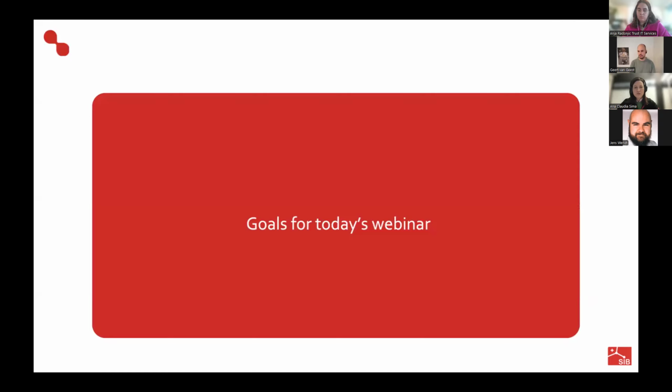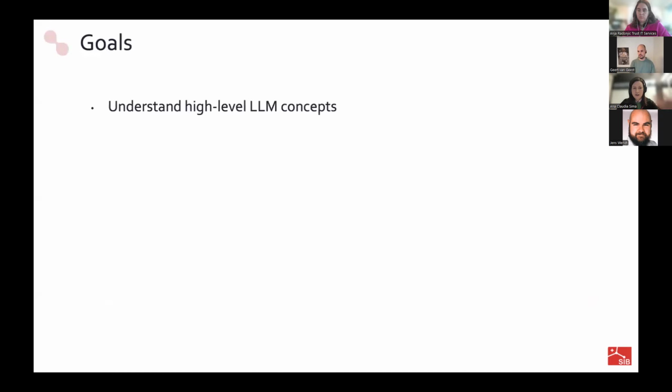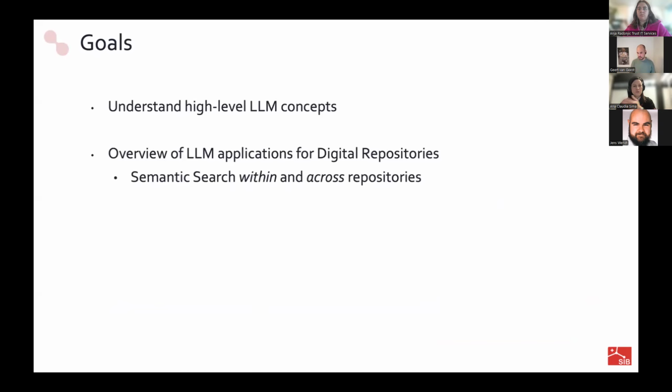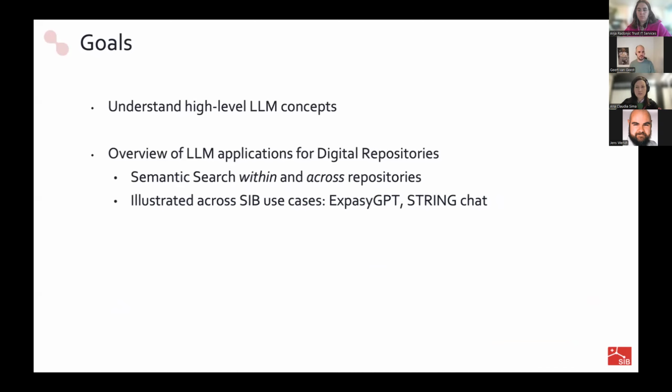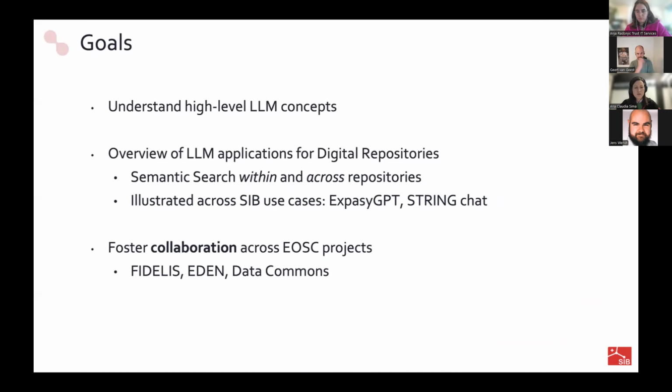So the goals for today's webinar are to have a high-level understanding of LLM concepts. For some of you, this will already be familiar, but maybe for some it will be new. And to see their applications. As I mentioned, this is a broad topic, so we will focus on semantic search within and across repositories, and we will try to not only give a theory about this, but also illustrate some concrete use cases that we have with ExPASy GPT, String Chat, and to foster collaboration, as I mentioned, by also introducing the EOSC Data Commons and the work that we do there.